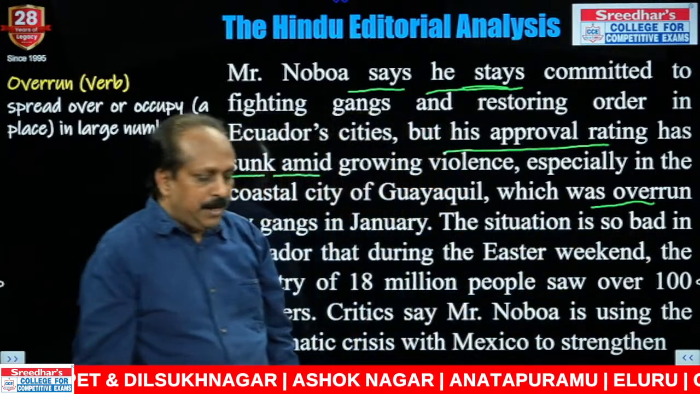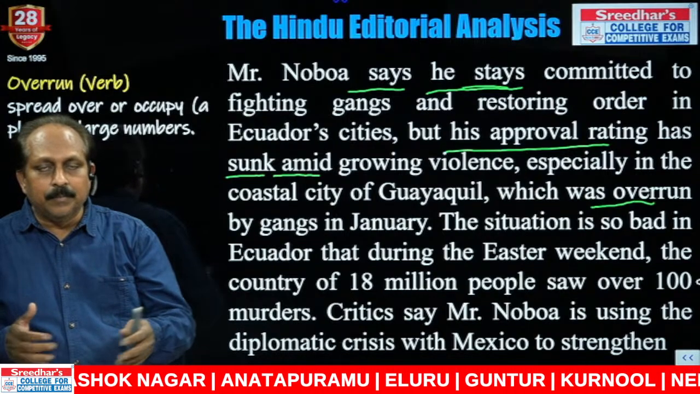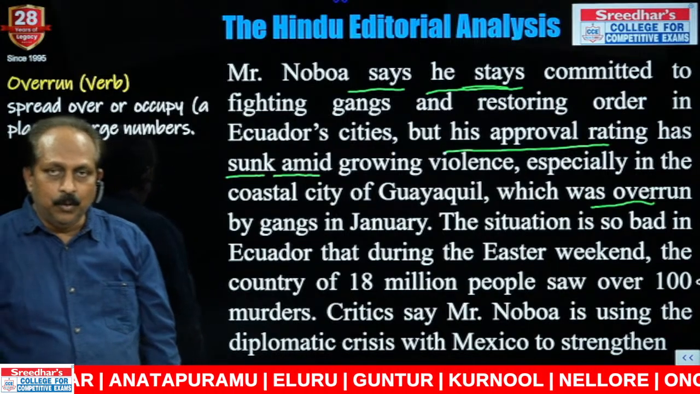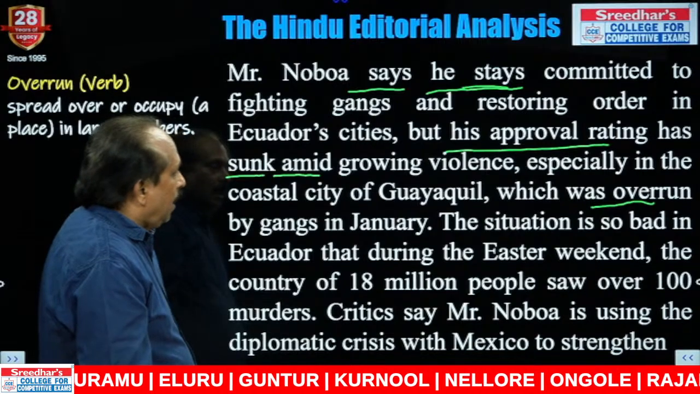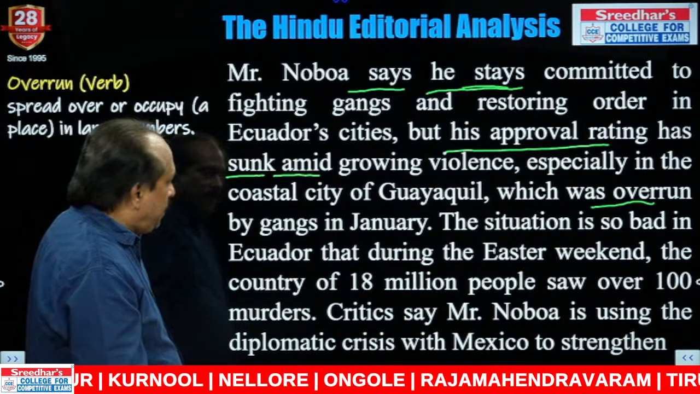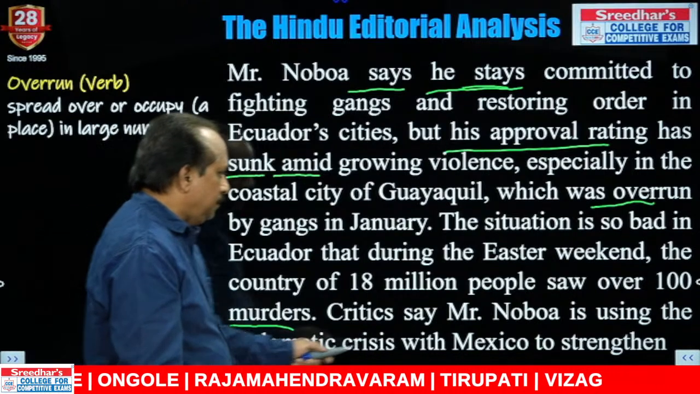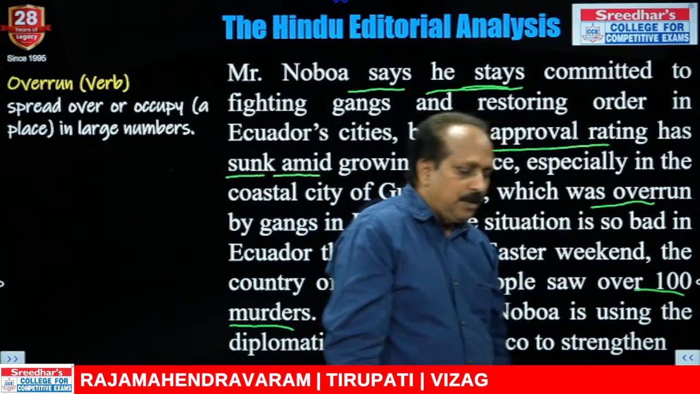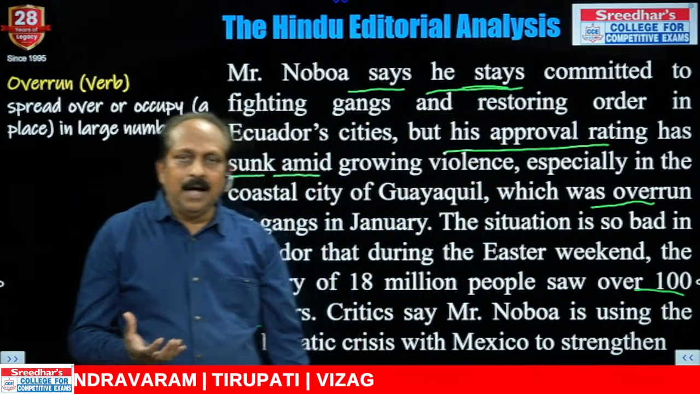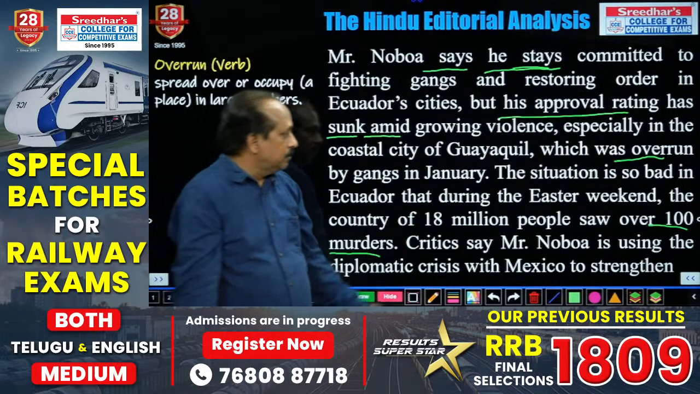Overrun means to spread or take over. A particular place is taken over by gangs. That means controlled by gangs. Then we use this word overrun. The situation is so bad in Ecuador that during the Easter weekend, the country of 18 million people saw over 100 murders. It tells us to what extent the gang violence is going up and whether the situation is under control or not.